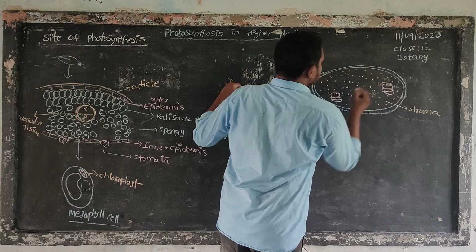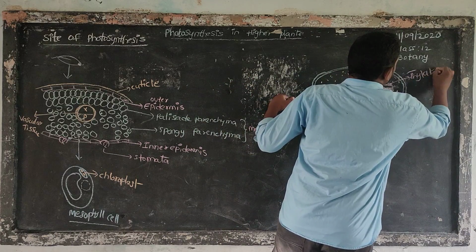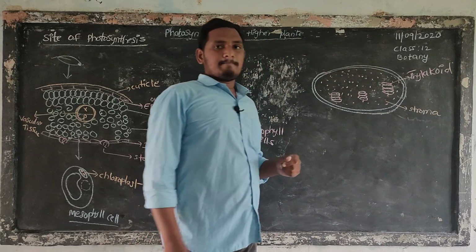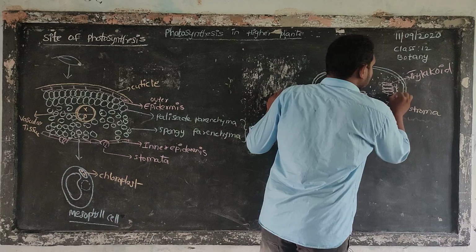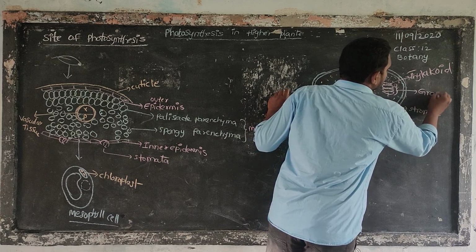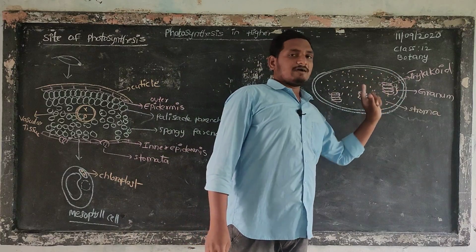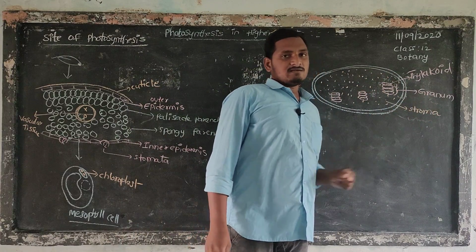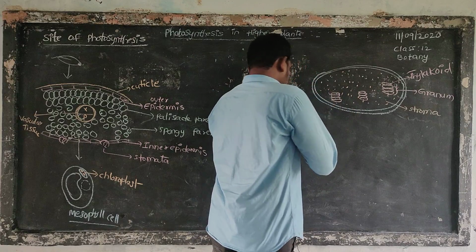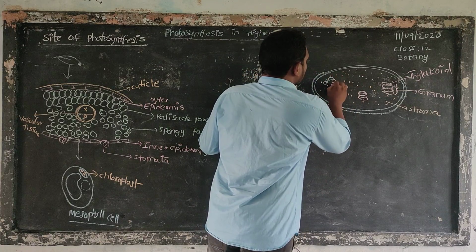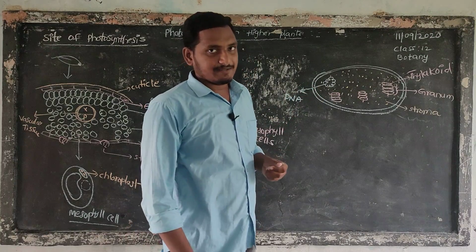These membranous structures are called thylakoids. Each one is called a thylakoid. A group of thylakoids is called a granum. Next, inside, there is circular DNA, this is chloroplast DNA.